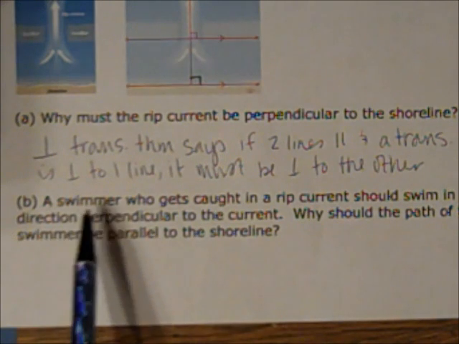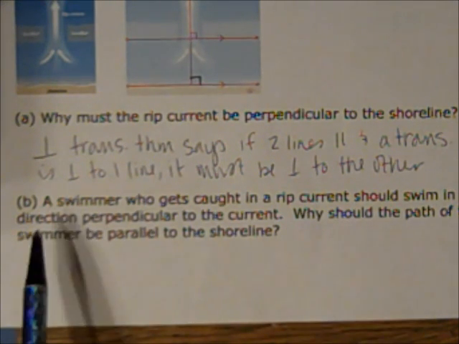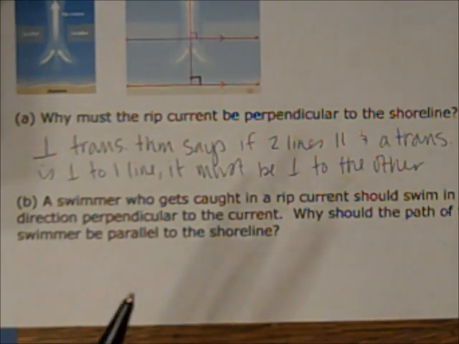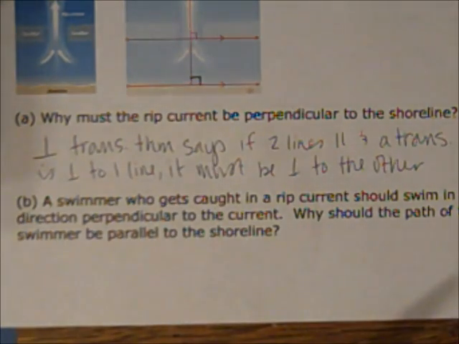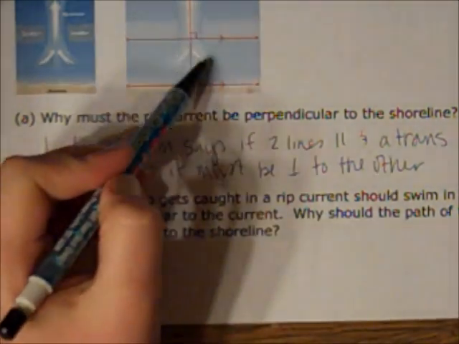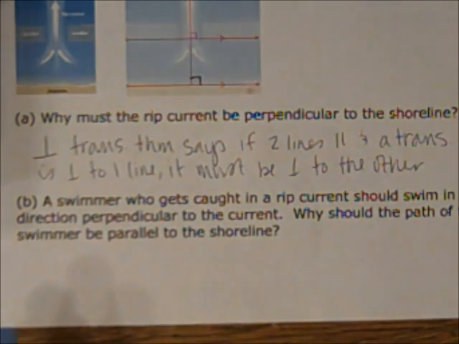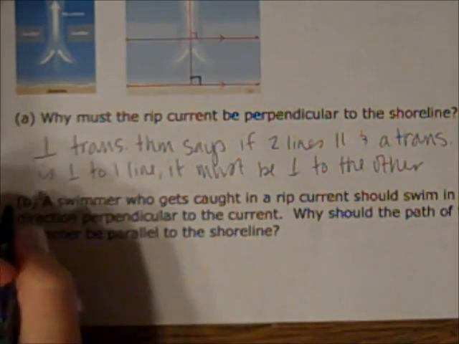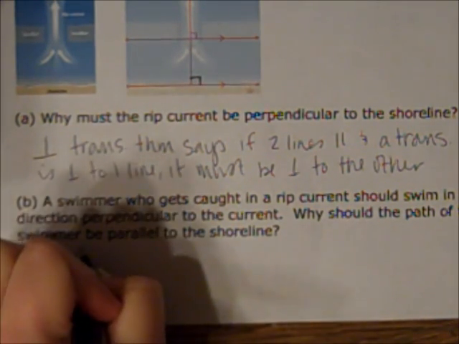Okay, part B. A swimmer who gets caught in a rip current should swim in a direction that is perpendicular to the current. So they don't want you swimming with the current, otherwise you're going to get swept out to sea out here and it's going to be harder to rescue you. So they're saying if you're stuck in here, you should swim in a direction that is perpendicular to the current. So why would that be swimming parallel to the shoreline? And that is the converse of the perpendicular transversal theorem.